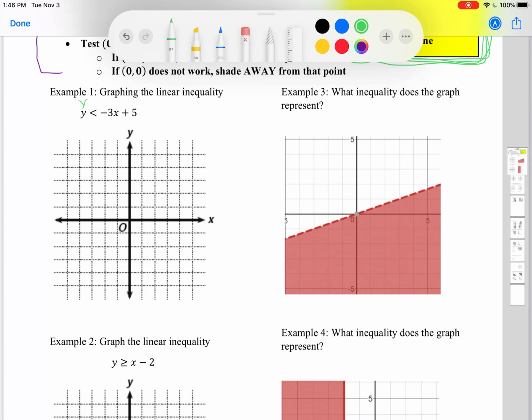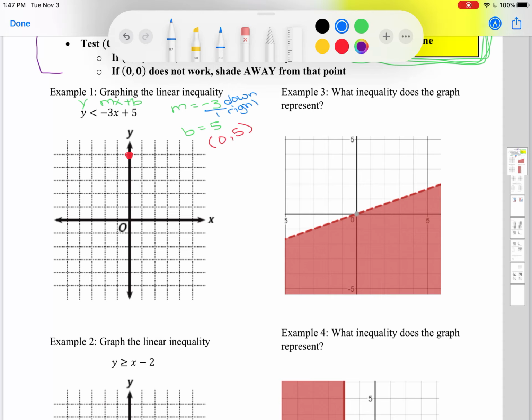So for question 1, it's asking us to graph the linear inequality, y is less than negative 3x plus 5. All right, the only difference in today's notes is we have inequalities instead of equal signs, but the same rules are going to apply. If I were to write on top and say y equals mx plus b, I'm going to match my parts. So m is going to be negative 3, and my b has to be 5.